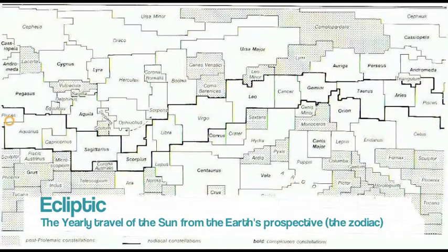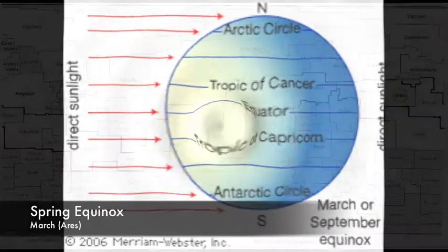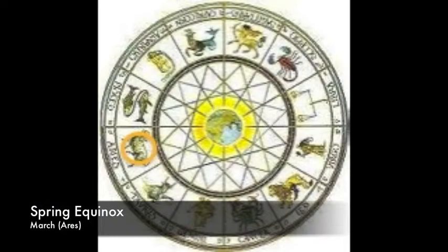Alright, it's now time to put it all together. Here we go. In March, we have the spring equinox. The way I remember it is that the North and South Pole are perpendicular to the equator. That's why we call it the equinox. So that's what happens astronomically. Let's see what happens astrologically. At this time during the spring equinox, the Sun is in Aries. This is what it looks like on the ecliptic. This is what it looks like on the zodiac.